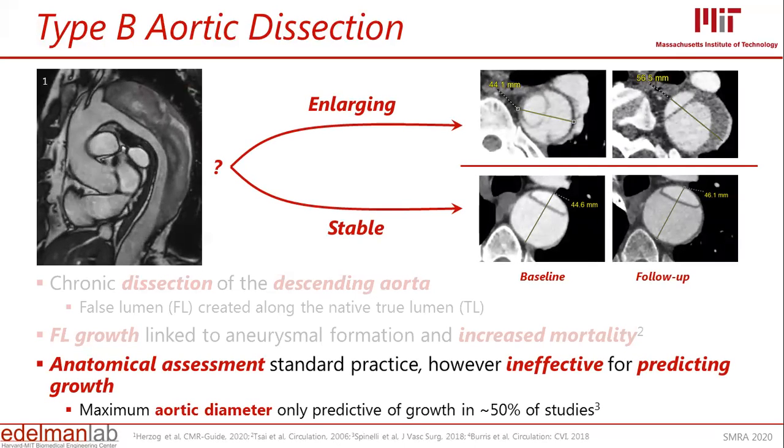Current methods to predict growth rely on measuring maximum aortic diameter. However, it is becoming increasingly evident that the aortic diameter is an ineffective predictor of growth. To exemplify, in a recent systematic review of about 50 publications, diameter was only indicated as a predictor of growth in about half of these. This problem is highlighted above to the right, where two patients with similar baseline diameters experienced vastly different degrees of growth at 1 year follow-up. Thus, there remains a significant need for techniques to better understand and predict growth in patients with type B aortic dissections.